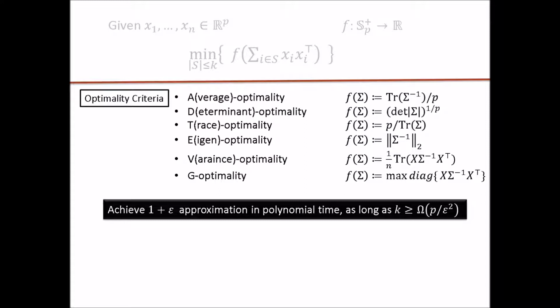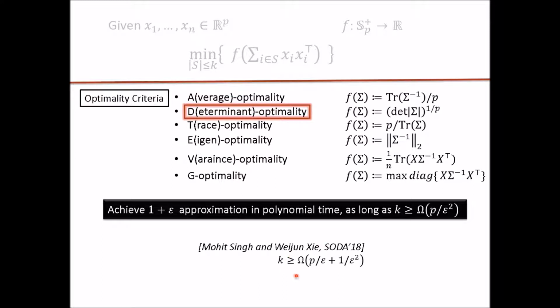And as I mentioned briefly a few slides ago, actually in parallel to this work, Mohit Singh and Weijun Xie showed in an upcoming paper at SODA, which I don't think is online yet. But when Mohit was visiting us 2 months ago, we communicated, and they told us that what they achieved is this lower bound on the number of rows for D optimality only. That is, you get only dimension over epsilon plus 1 over epsilon squared. So it's very interesting, but we chatted and we don't think this technique generalizes to other optimality criteria.